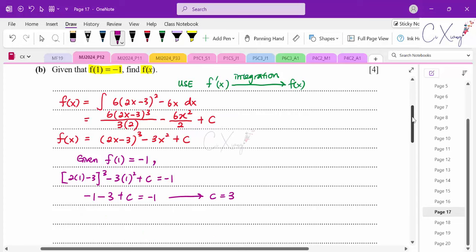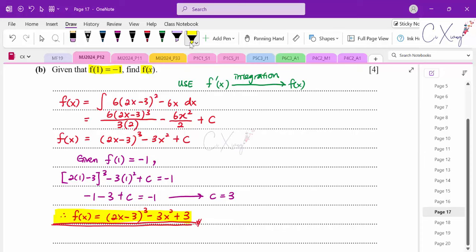Then I just need to rewrite my final answer again. So what's my final answer for the function f(x)? Include the value of c. So you're having (2x minus 3) cubed minus 3x squared plus 3. Alright, so this is how we solve question number 9.